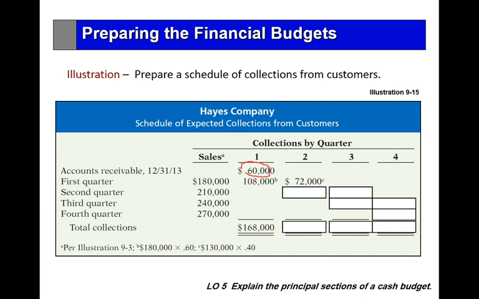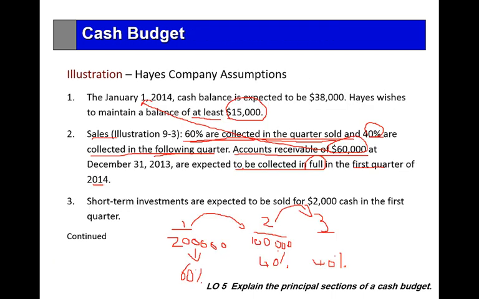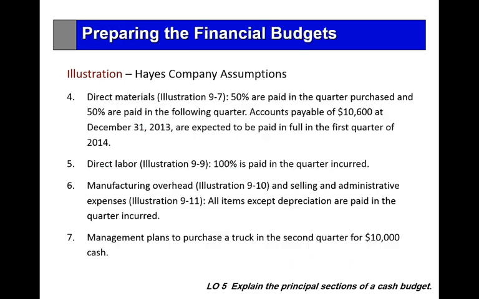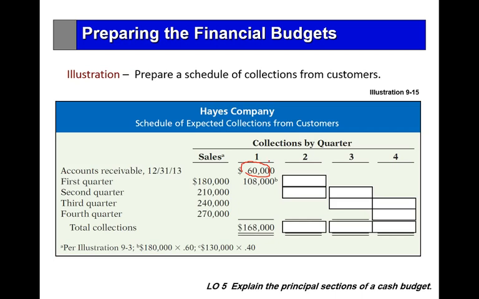Here's 60,000. What is 60,000 here? If we go back, it is accounts receivable. In this illustration, it says that accounts receivable of 60,000, coming from 2013, is expected to be collected in full in the first quarter of 2014. Then $60,000 plus 60% of the first quarter sales, $108,000. We sum these amounts, and we have 168,000 expected to be collected in the first quarter.